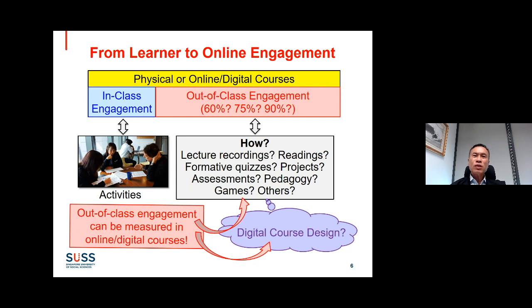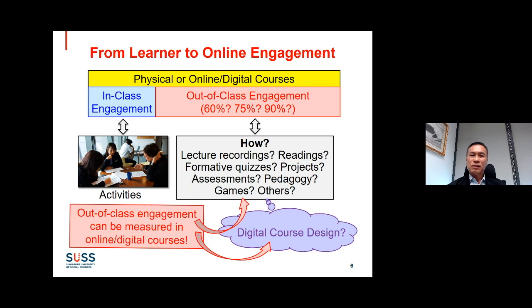Now, let's look at a physical class. Your students come to class, you observe them in class. But can you observe the students after they've left their physical classes? Do you know what they do for the remaining time they're not in class? Do they read the readings you have assigned to them? Do they do the discussion among themselves before they do the assessments? We cannot observe them when they go out of class. And out of class is actually a bigger part of a course, if you consider how much time students spend in class and how much time students spend out of class.